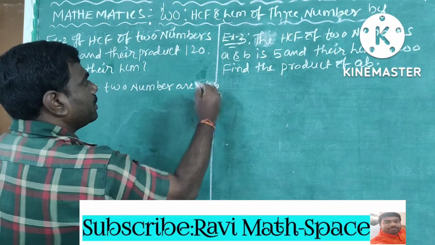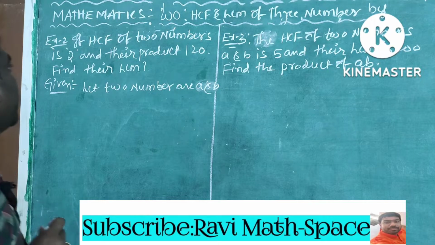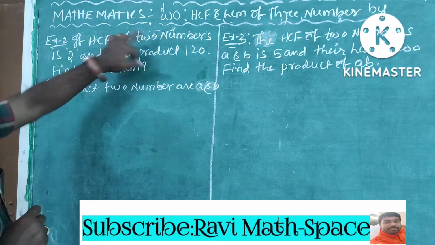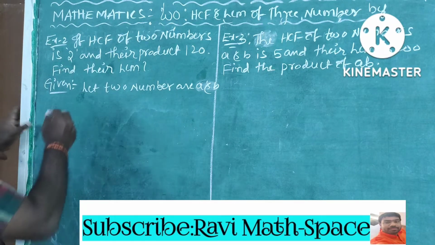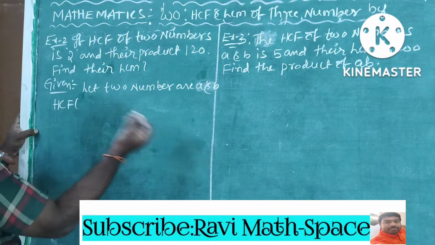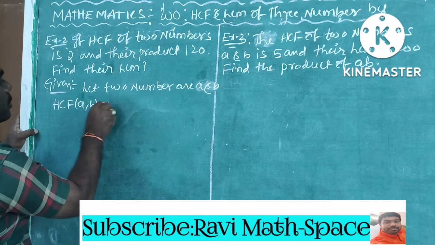Two numbers are A and B. Okay, next, what is given? Two numbers, HCF is 2. Meaning, the HCF of the two numbers is not given directly, so we are considering HCF of A comma B is equal to 2.